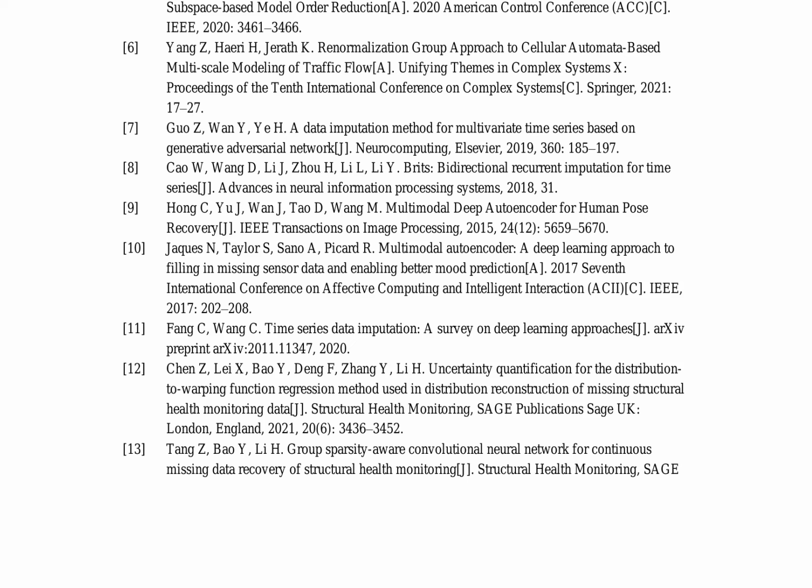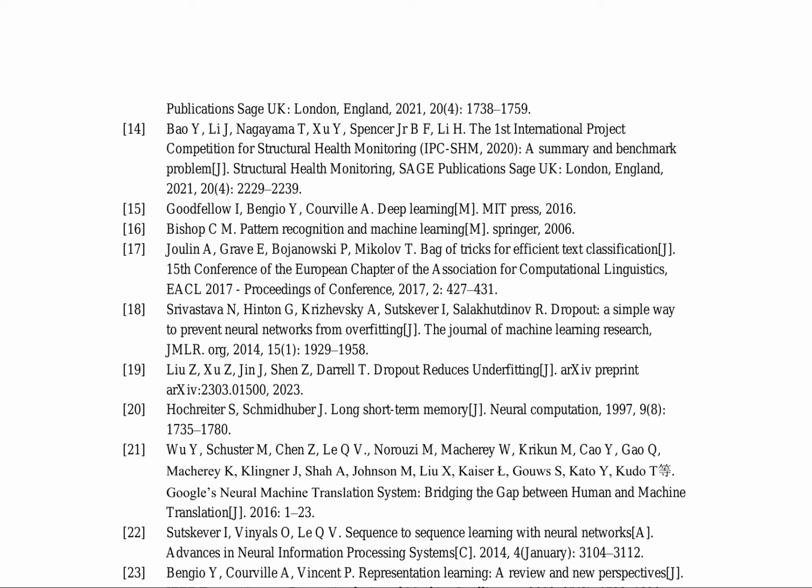Furthermore, the references include publications on deep learning, pattern recognition, and representation learning, highlighting the connections between these fields and structural health monitoring. The list also cites papers on specific techniques, such as dropout, long short-term memory, and sequence-to-sequence learning, demonstrating the author's attention to detail and commitment to providing a comprehensive overview of the relevant literature.